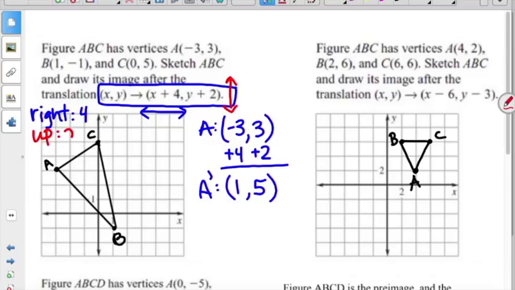A prime: we moved to the right 4 and up 2. B prime: we moved to the right 4, up 2. And C prime, we're going to move to the right 4 spaces and up 2. Now we have the vertices of our image, so we're going to connect those to create our image.